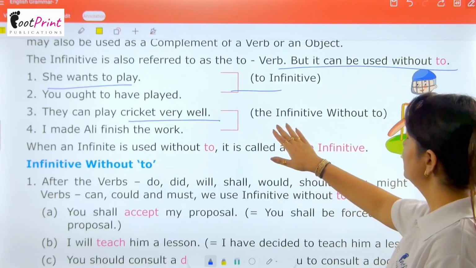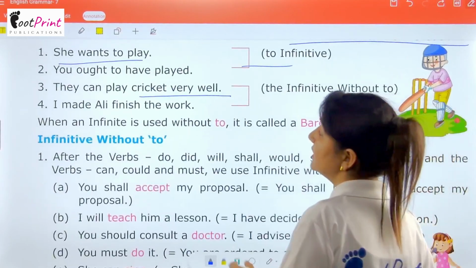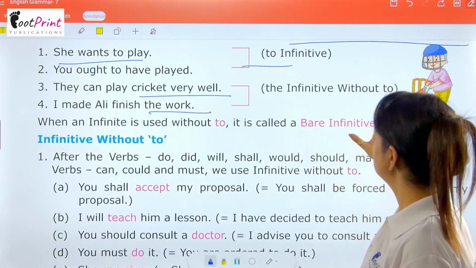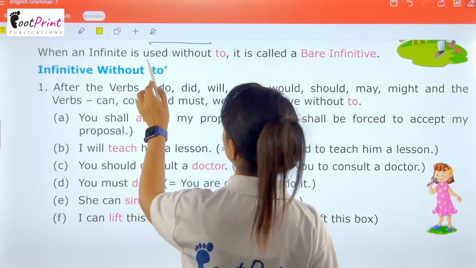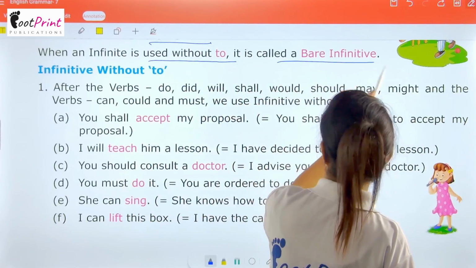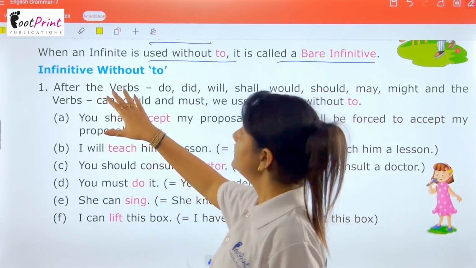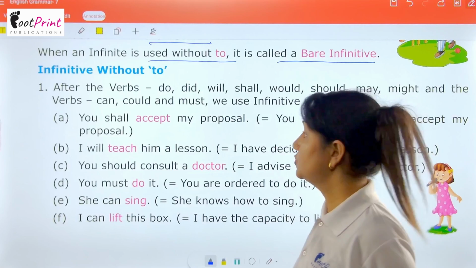Now, this time, the infinitive without to. I made Ali finish the work. In both sentences, the infinitive without to is used here. When the infinitive is used without to, it is called a bare infinitive. As I told you, infinitive without to. How do we use the infinitive without to?